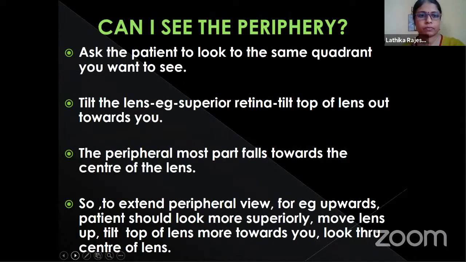Next slide, please. Now, you can very well see the periphery using a 90D. So for example, if you have to see the superior periphery, you have to ask the patient to look up. And you should move your lens. The patient should look superiorly. You should move the lens slightly up and tilt the lens slightly towards you. That is, the top portion of the lens should be tilted slightly towards you. And look through the center of the lens, because the peripheral retina will fall towards the center of the lens. So the gaze of the examiner should shift towards the center of the lens, while the gaze of the patient should shift superiorly.